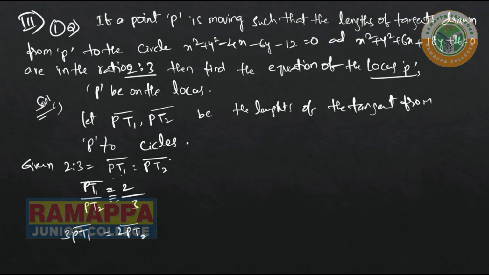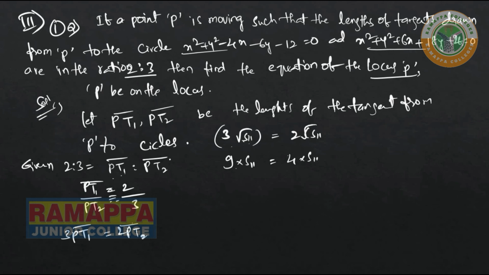So it will become 3 into the tangent from P to circle one, which we can write as under root of S11, is equal to 2 into root of S22. This is the first equation. Squaring on both sides, it will become 9 into S11 is equal to 4 into S22, the second equation.